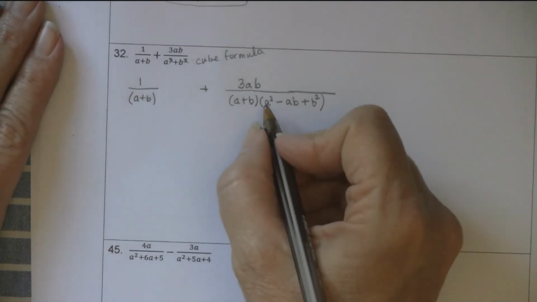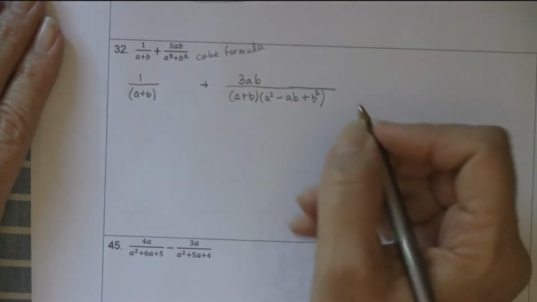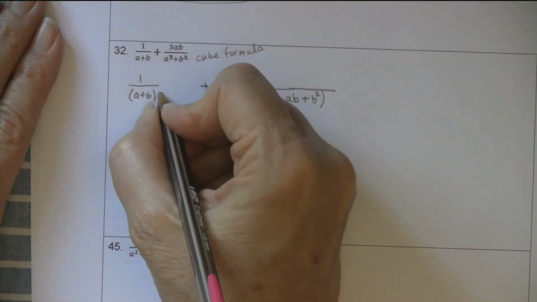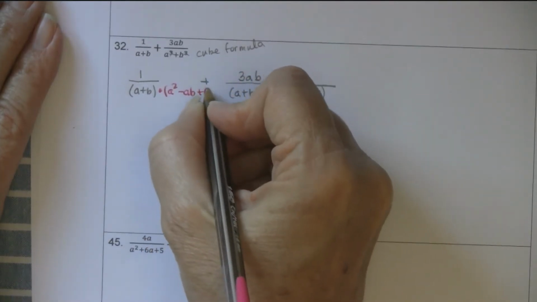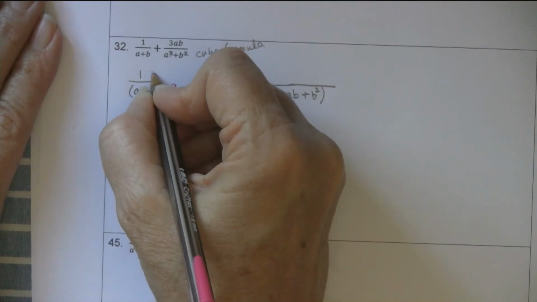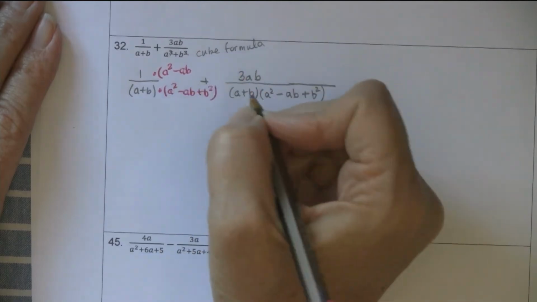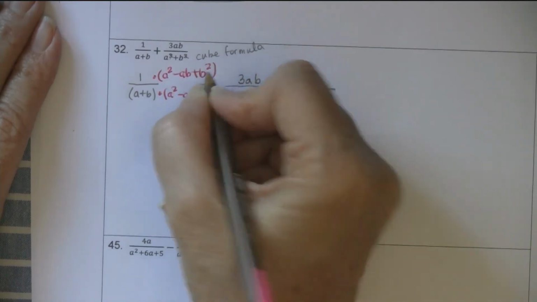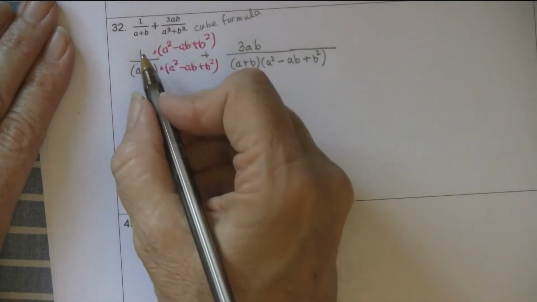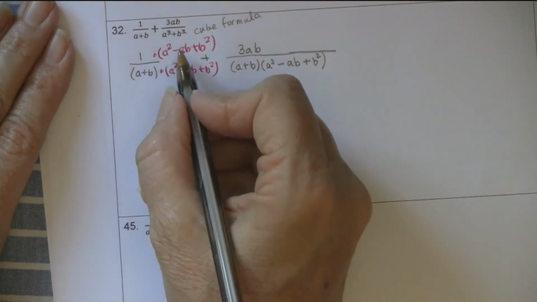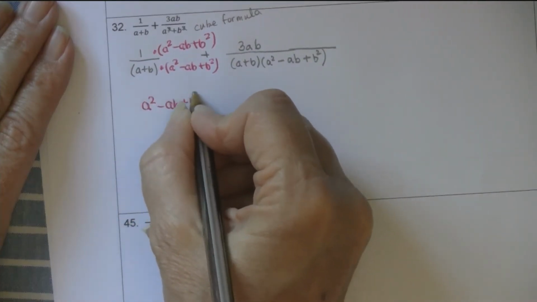And so I'm going to multiply the denominator by a squared minus ab plus b squared. So I'm going to multiply the denominator here by a squared minus ab plus b squared. And then I'm going to do the same to the numerator, because what you do to the denominator, you do to the numerator, and that makes an equivalent fraction. And so now the denominators will be the same. So my new numerator here is 1 times this, which is a squared minus ab plus b squared.